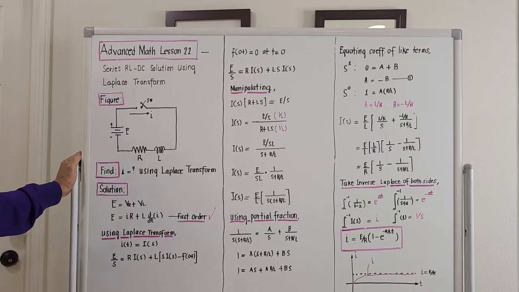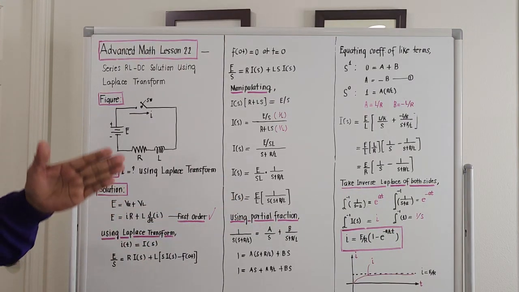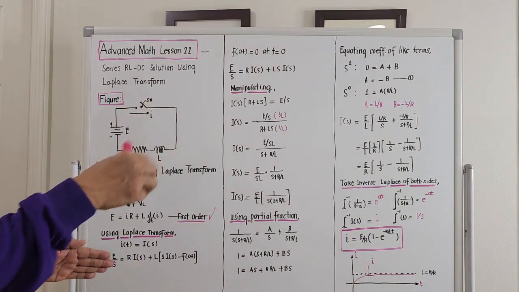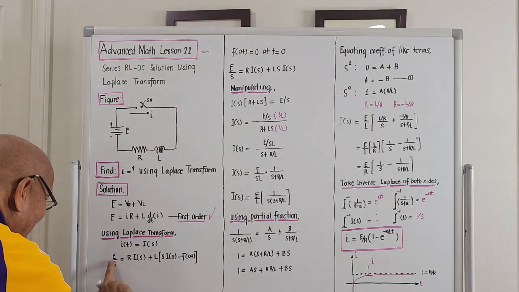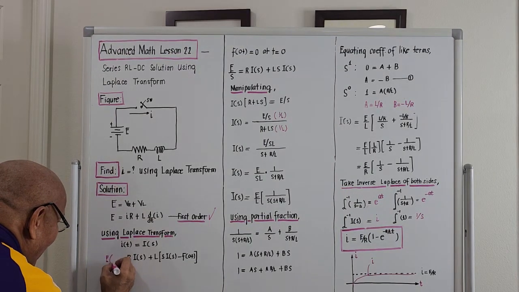E is constant, right? So if we try to take the Laplace transform of that, I think that's formula number 2. The Laplace transform of any constant is that constant over s. So actually this emanates from E times 1 over s.